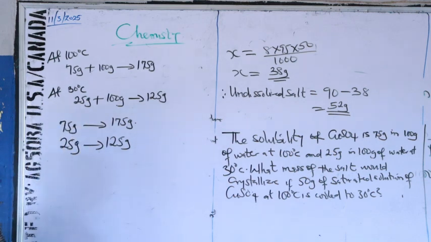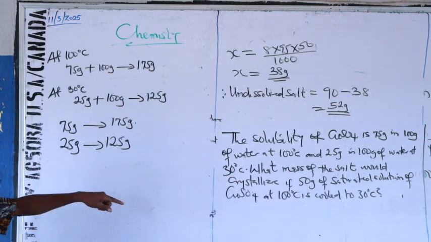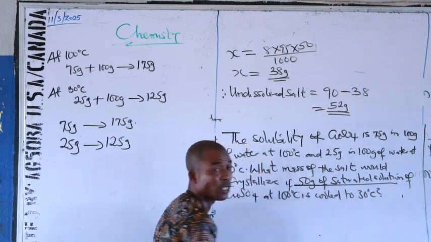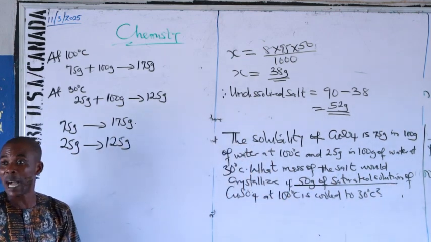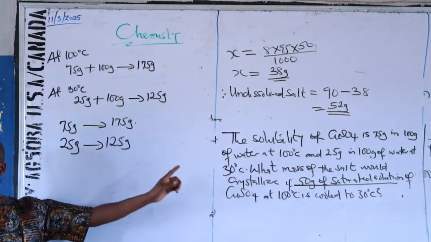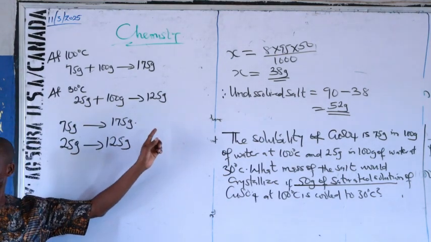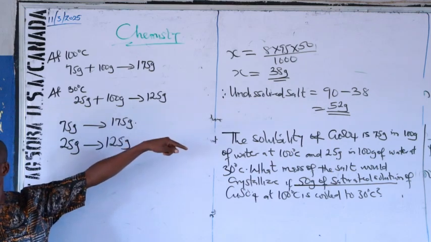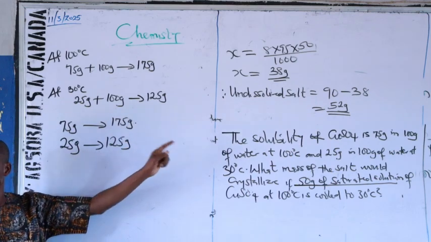What we want to look at is that the reference we are making now is at 50 grams of the solution. That means what we have to do is change the mass of the solvent to the mass of the solution, which is what? 50 grams.